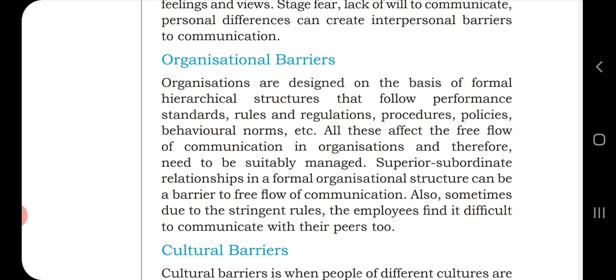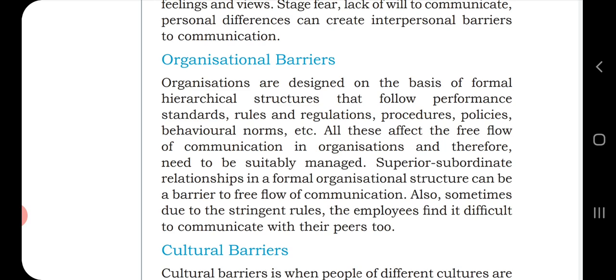So superior-subordinate relationships in a formal organizational structure can be a barrier to free flow of communication. Now, as I told you, what is a hierarchy? In a hierarchy, there is maybe one person or a group of people at the topmost position, and then they have more levels below them who are delegated with different types of work, and they are expected to behave in a certain way as per their rules and regulations. So obviously there is somebody who is superior and there are others who are subordinate.